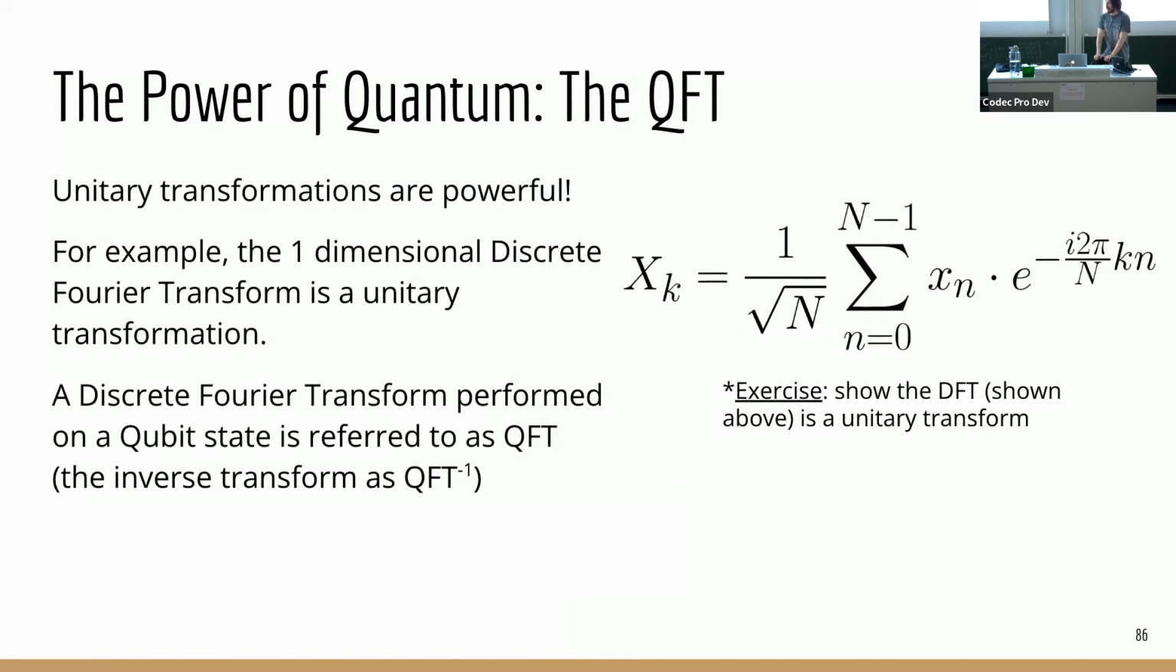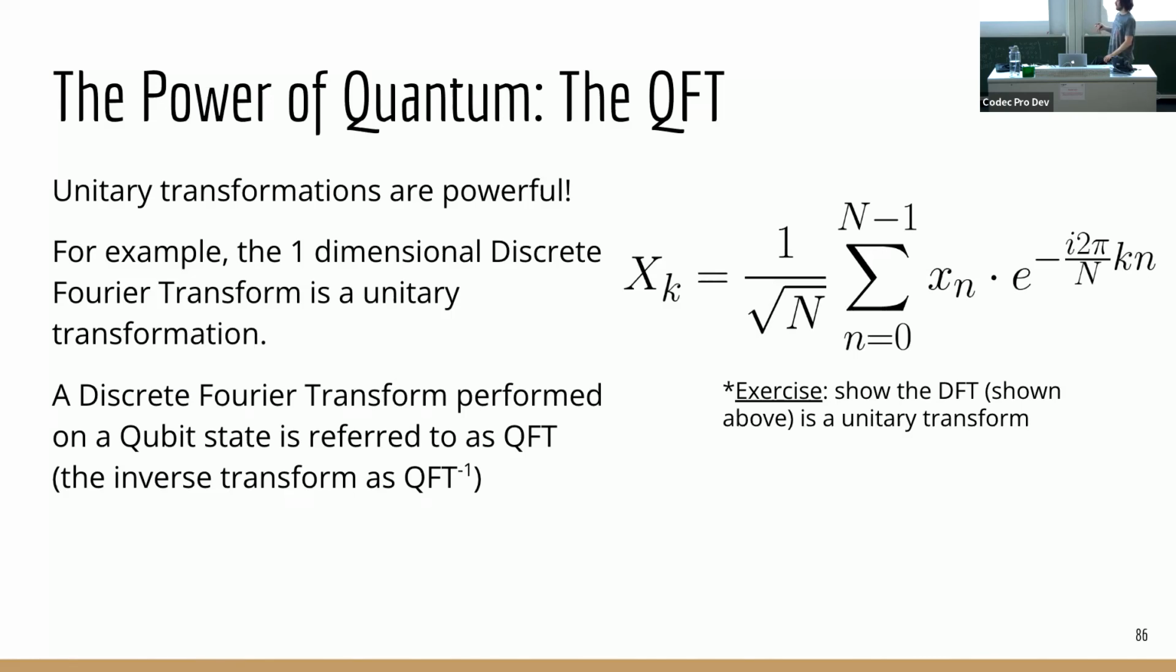You still may be a little skeptical about the power of this computing model. You may think, well, it's still just a unitary transformation at the end of the day. So what can you do with this? And my reply to that is that unitary transformations are fairly powerful. One very clear example is that you can describe the one-dimensional discrete Fourier transform as a unitary transformation.